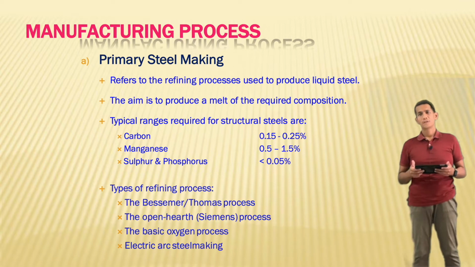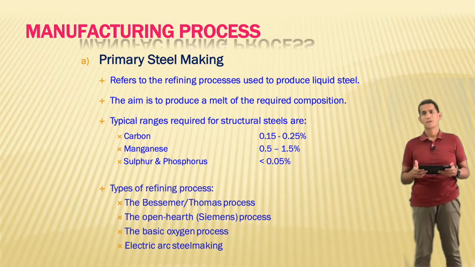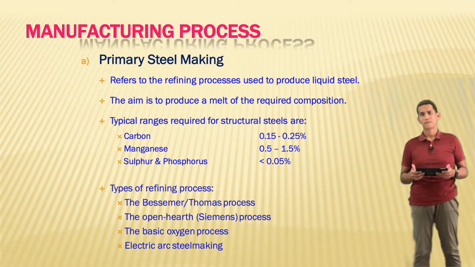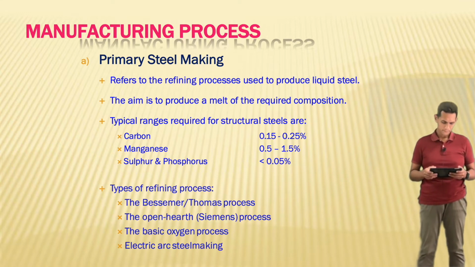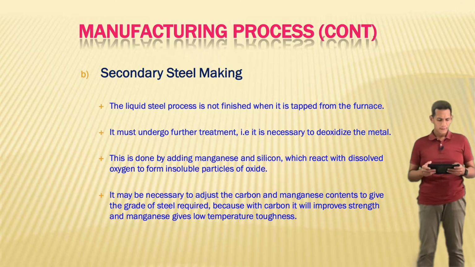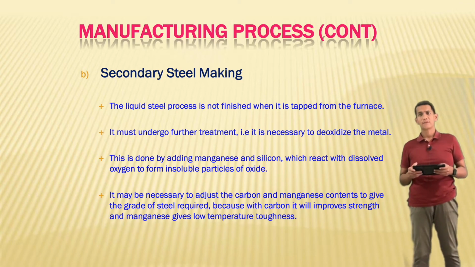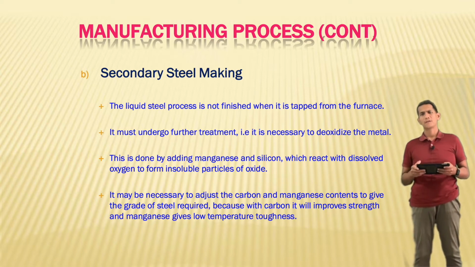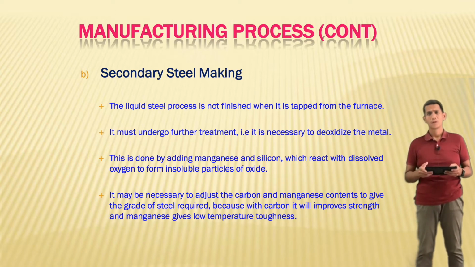The Bessemer or Thomas process, we call it. The open hearth Siemens process. The basic oxygen process. Electric arc steel making. Okay, what is secondary steel making? The liquid steel process is not finished when it is tapped from the furnace. It must undergo further treatment.